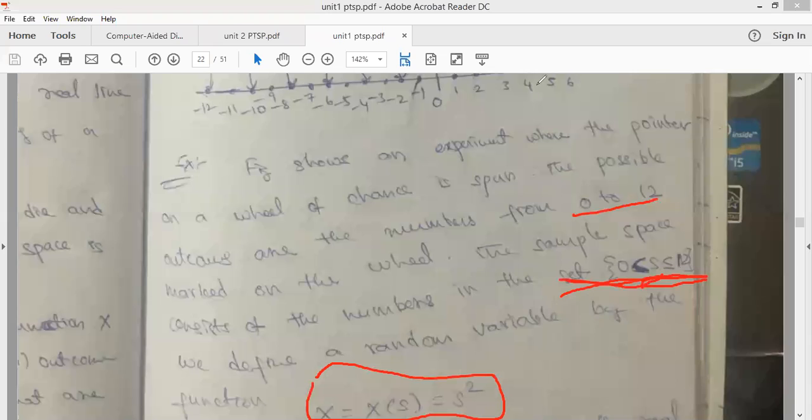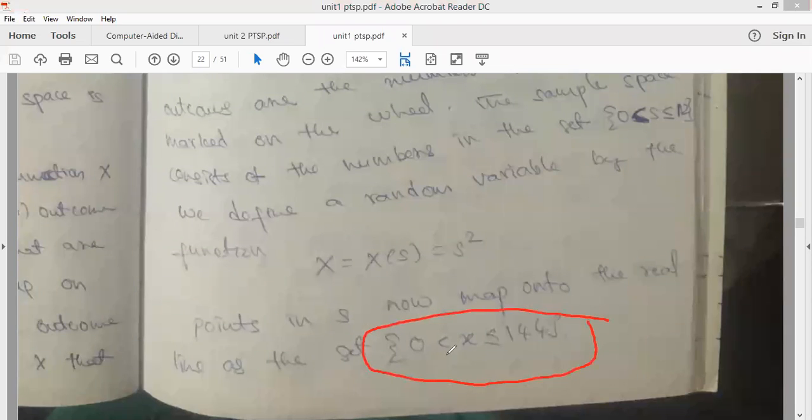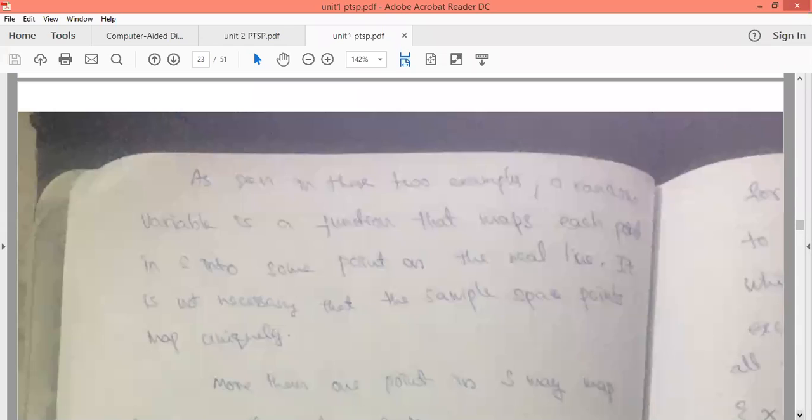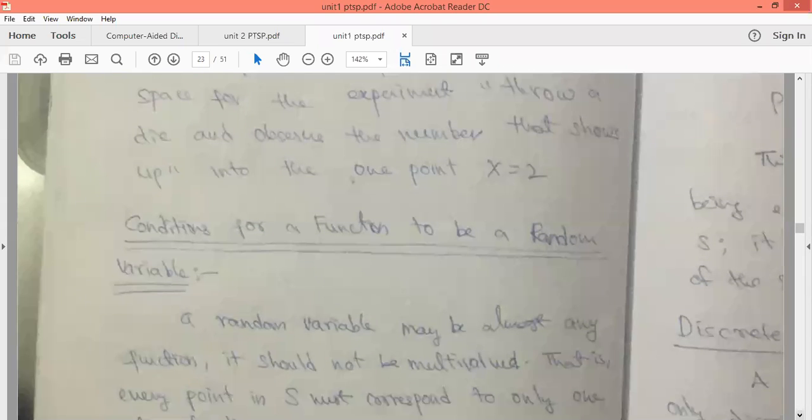Here the sample space is 0 less than s less than or equal to 12, and it is mapped to the real line 0 less than x less than or equal to 144. So like that, every element in the sample space is mapped to the real axis. This is called the random variable.